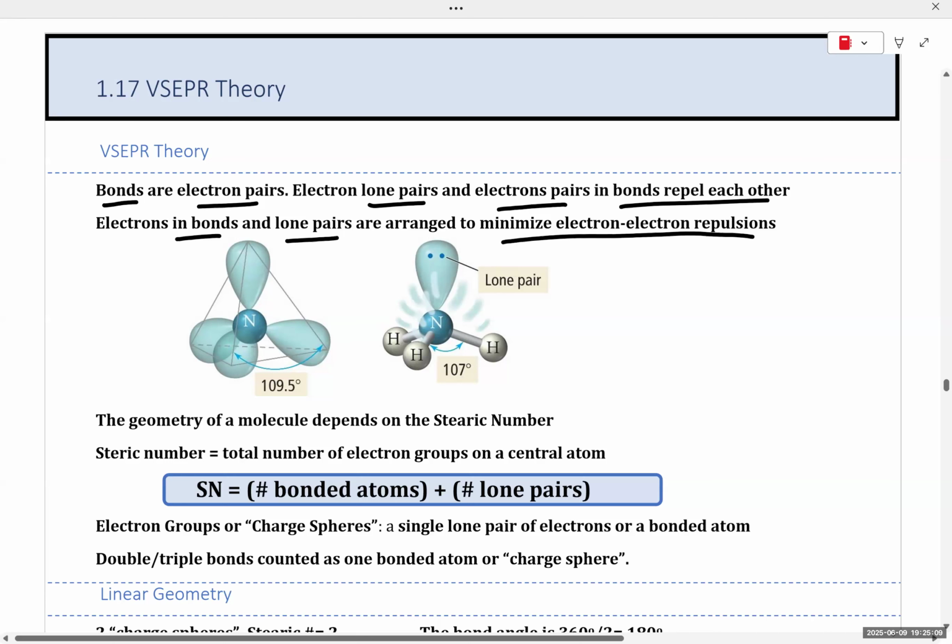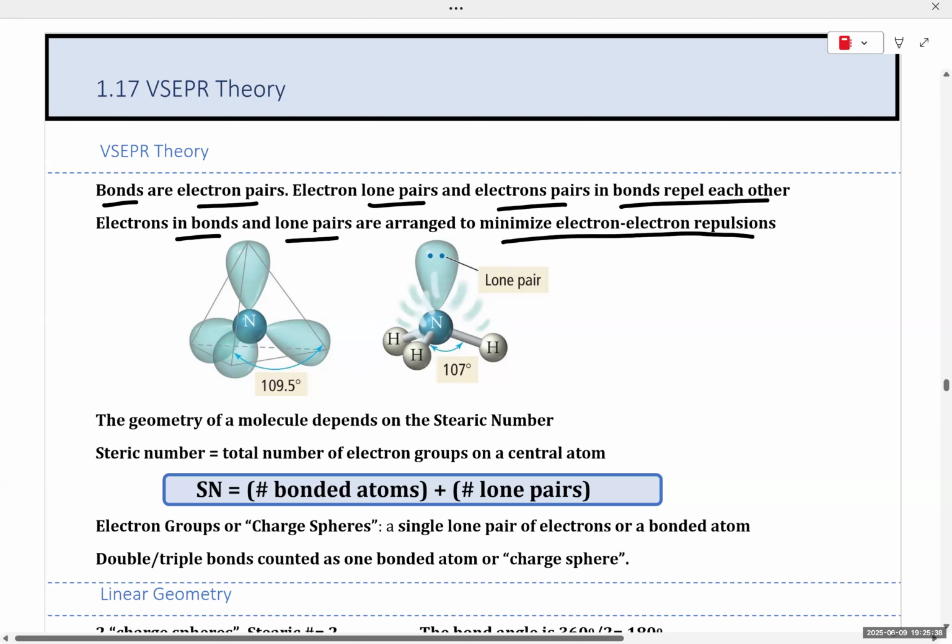So, for example, part of the reason why nitrogen in ammonia adopts this tetrahedral-like geometry is in part to have the maximum distance between both the bonded atoms and the electrons found in each bond, and the maximum distance between the lone pair and the bonding electrons.